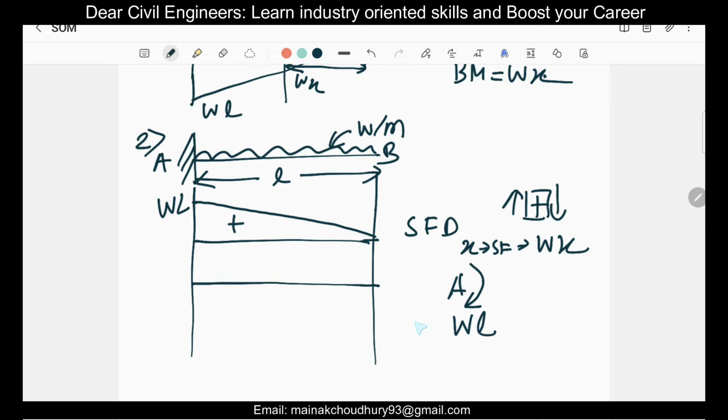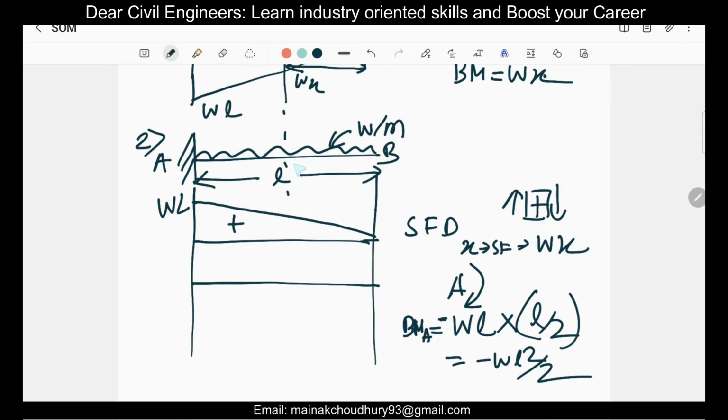Now, the moment will be W into L, that is the load which is fixed, multiplied by the distance. The bending moment at A is minus W into L into L by 2, that is the distance by 2, which will be minus WL square by 2. So the bending moment at A will be minus WL square by 2. Similarly, if you take a section X from B, it will be minus WX square by 2.